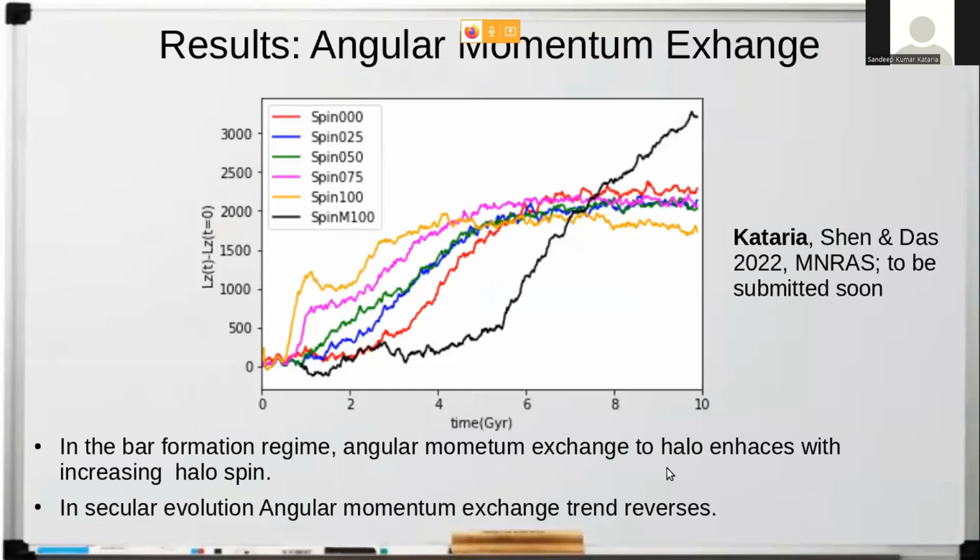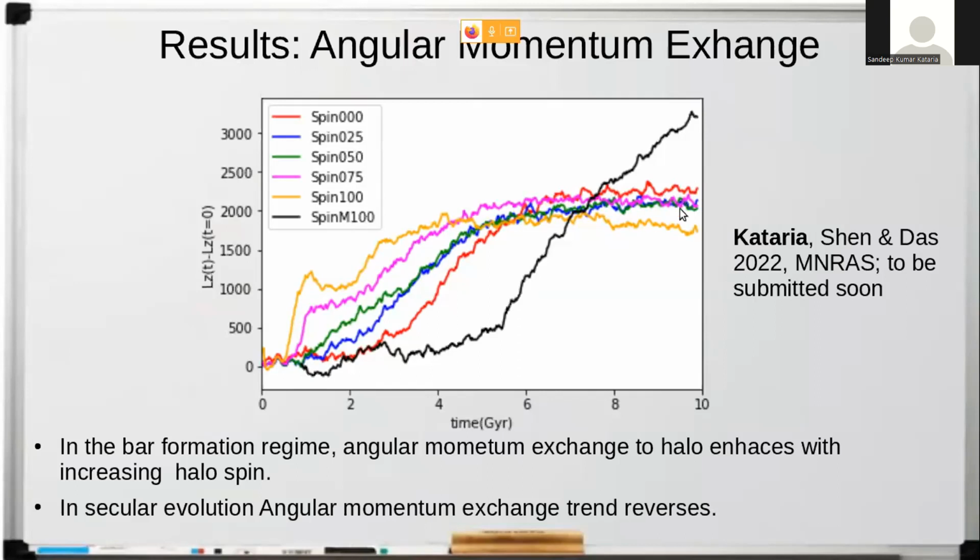And then coming to this angular momentum exchange between the disk and halo. So this says why we are getting an earlier bar for a faster rotating halo, because there is a faster angular momentum exchange in the bar formation phase, which triggers bar formation earlier. But in the secular evolution phase, the trends are reversed. The angular momentum exchange is being hampered, and the slowly rotating halo is getting more angular momentum.